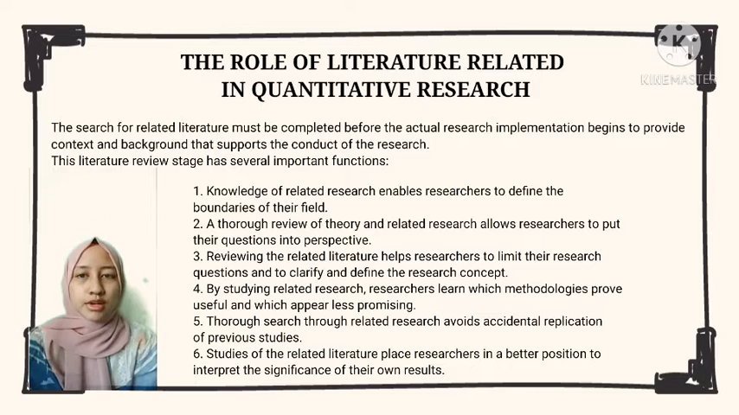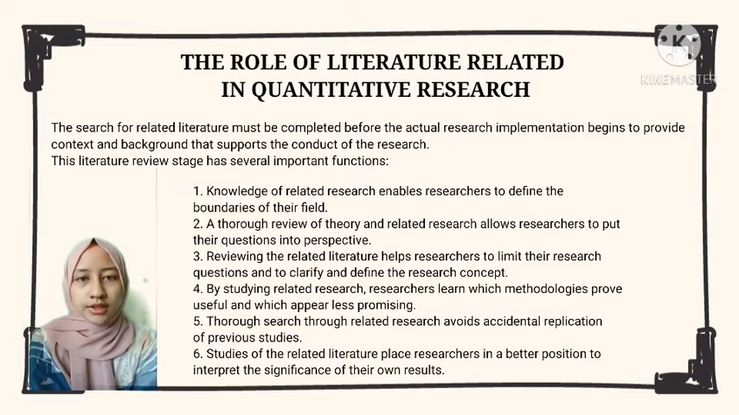Number 1, knowledge of related research enables researchers to define the boundaries of their field. Number 2, a thorough review of theory and related research allows researchers to put their question into perspective. Number 3, reviewing the related literature helps researchers to limit their research question and to clarify and define the research concept. The research question may be too broad to conduct or too vague to apply consistently.